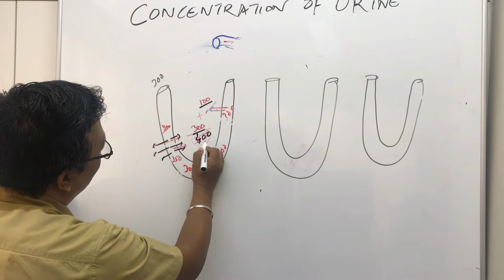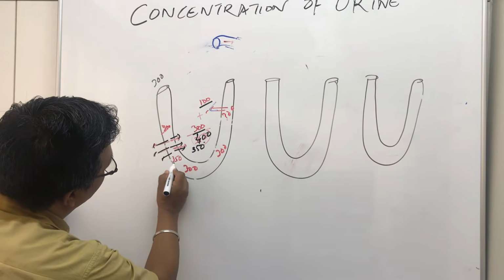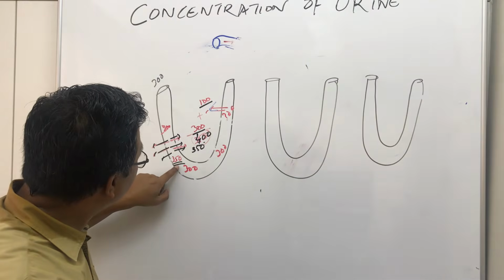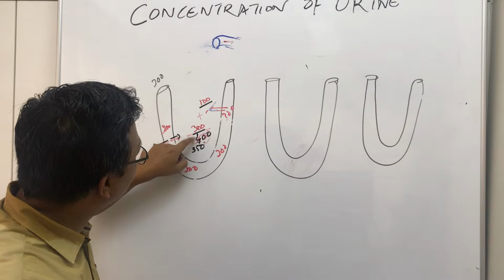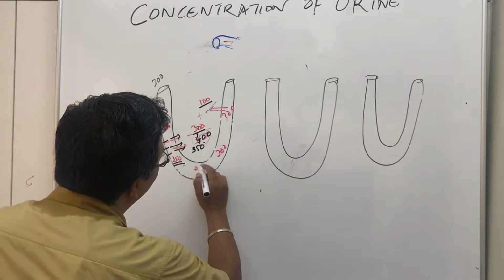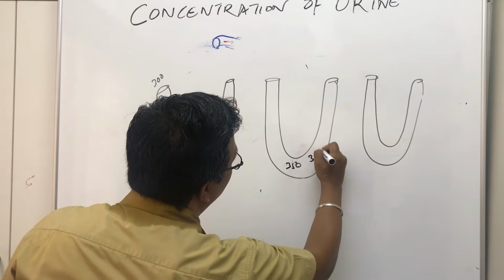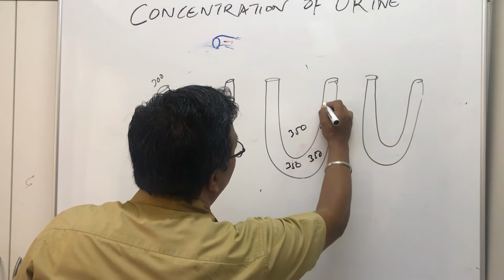Till it becomes finally 350, and the fluid that goes out also becomes 350 because it has become concentrated. So this part has become concentrated, it has lost water. So the osmolarity has increased to 350, and this part has diluted. So 400 has decreased to 350. Right? So now the new fluid that is moving is 350. So 350, 350, here it was 350, 350.